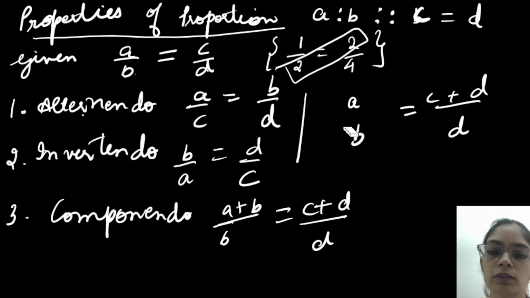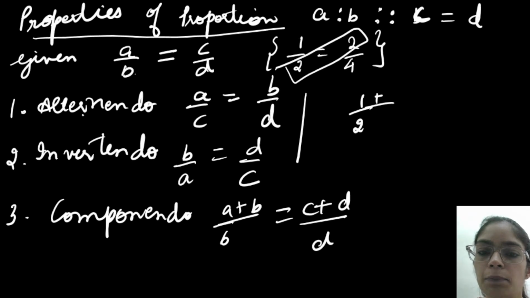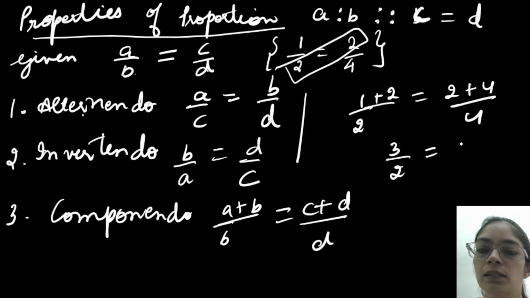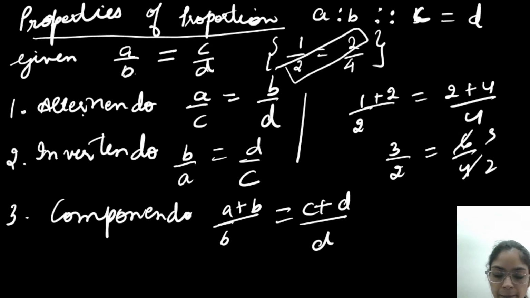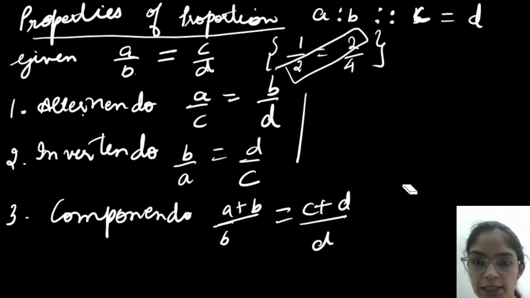I'll show you here also with the same example which I have taken. 1 by 2 equals 2 by 4. If I add both here, 1 plus 2 by 2 equals 2 plus 4 by 4. So you can see this will become 3 by 2 and this will become 6 by 4. 6 by 4, if you do cancellation, will become 3 by 2 only. So this is the componendo property. I'm just explaining the properties. In case you get any doubt, you can let me know, and I'll explain that property once again.